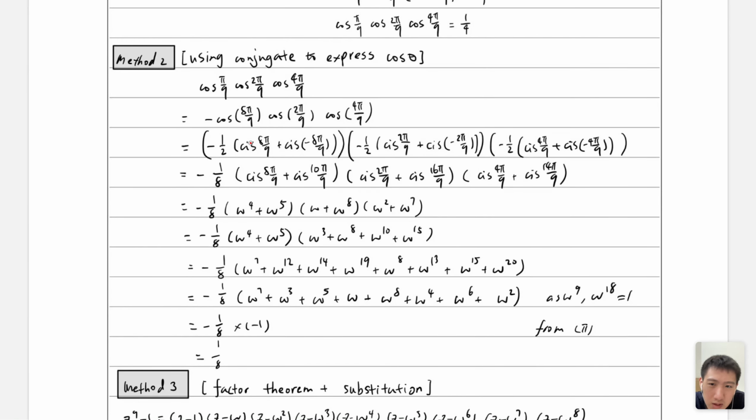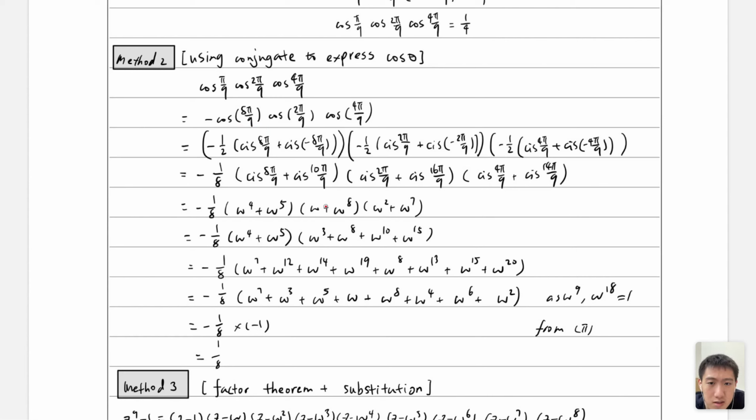Why do we use this? We want w, right? This you can't write as w. W's argument is 2 pi over 9. You can multiply it by an integer. It can be 4 pi over 9, 6 pi over 9, but it can't be 1 pi over 9. So I can use some trig rules to make it a nice 8 pi over 9, which is 4 times 2 pi over 9.